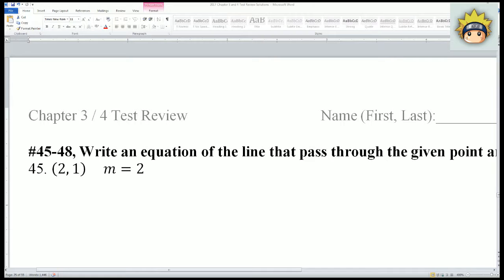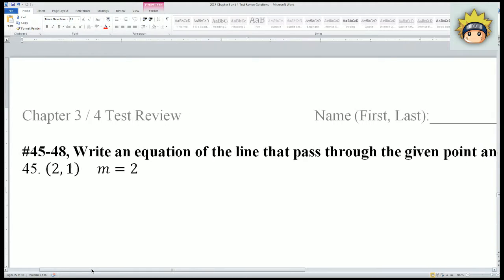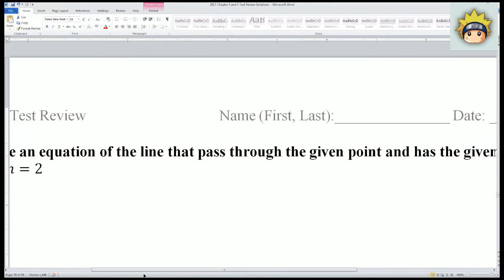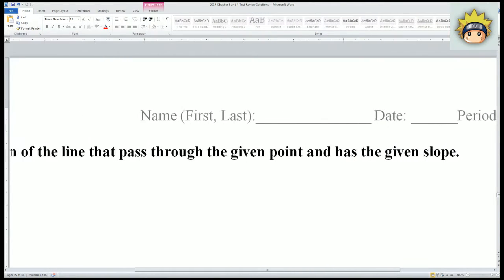Welcome. This is the Chapter 3/4 test review solution. This video is going to be covering numbers 45 through 48. 45 through 48 gives us the directions of write an equation of the line that passes through the given point and has the given slope.